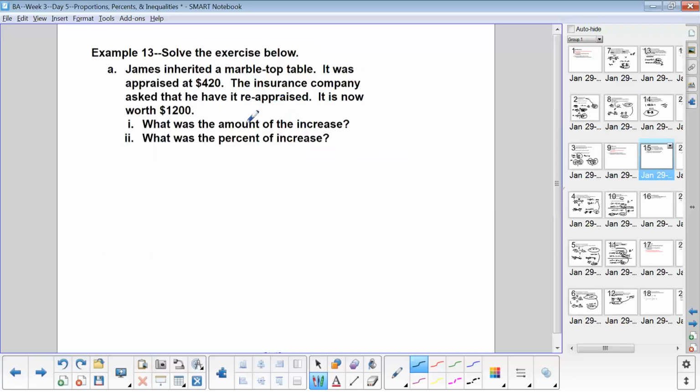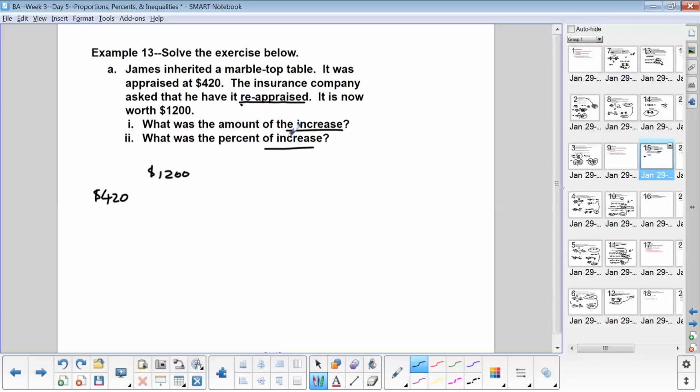Here we're looking at a different topic where we're looking at percent increase. So we can kind of see, well, how much from the original amount did it increase or did it decrease? And then we can figure out that percentage. And there's a couple of different ways to do that we'll look at. He inherited this marble top table and it appraised at $420. Well, the insurance company says, well, we'd like to have it reappraised to see if it dropped, did it add in its worth? Well, it's actually $1,200 now.